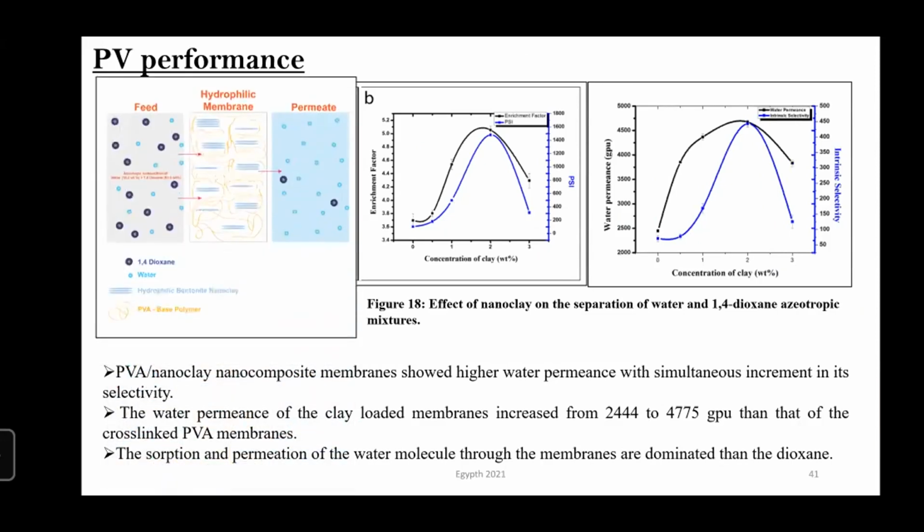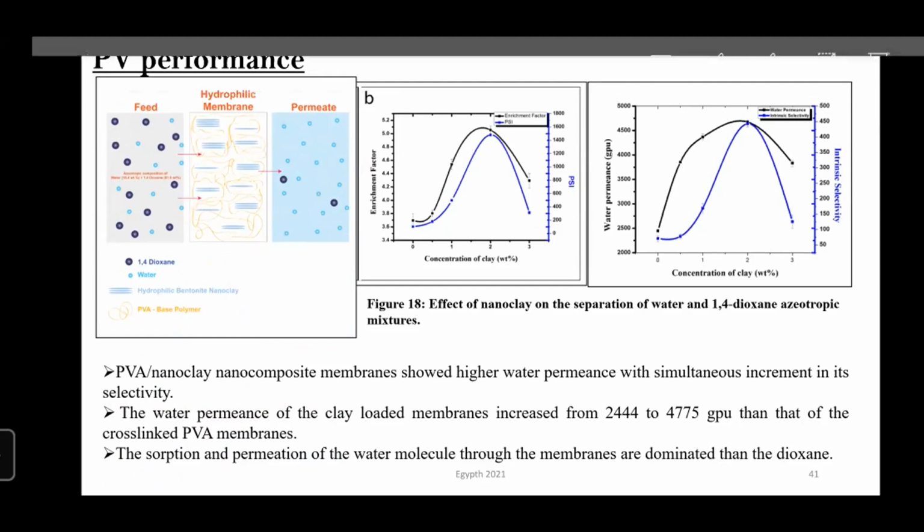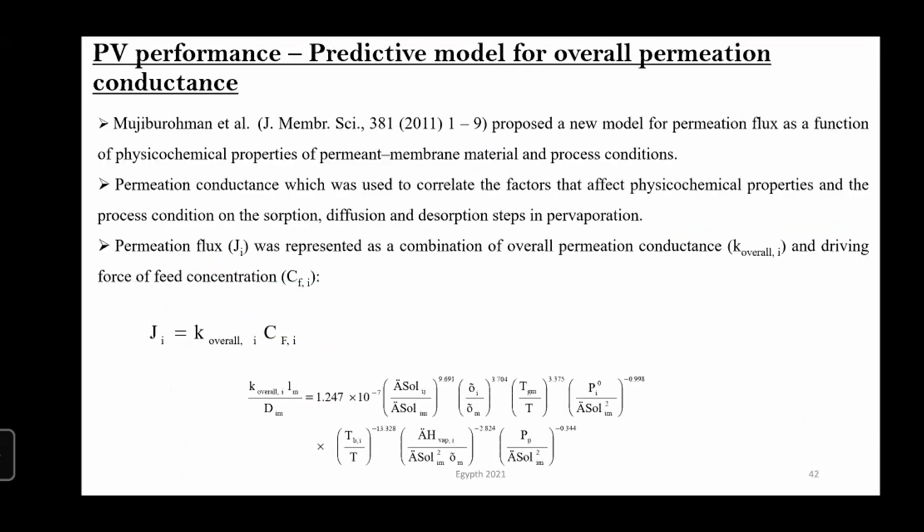Here is a schematic diagram for the selective interaction of the cross-linked membrane. Here, in a hydrophilic membrane, the hydrophilic membrane selectively interacts with the water molecules. So water is selectively sorbed on the surface, it is diffused through the surface, and we get a permeate containing a lot of water. So the same selectivity and flux increase upon filler loading.